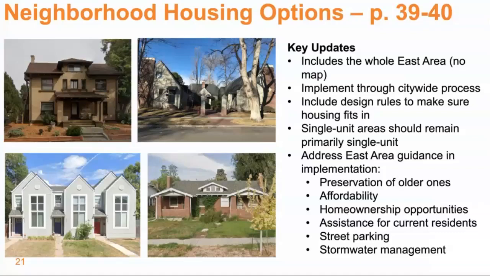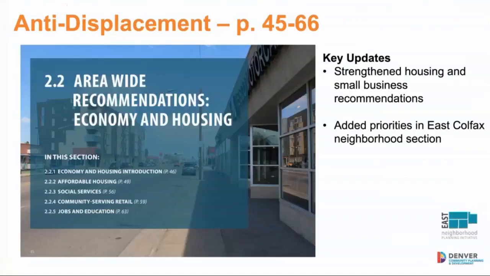So I encourage everyone to take a look at that updated policy language. And then the third and the last topic that we received a lot of feedback on was anti-displacement. And we've had a lot of constructive conversations, particularly with residents in the East Colfax neighborhood, on how we might strengthen our initial recommendations to help support residents and small businesses at risk of displacement. And we've added those priorities to the East Colfax neighborhood section.